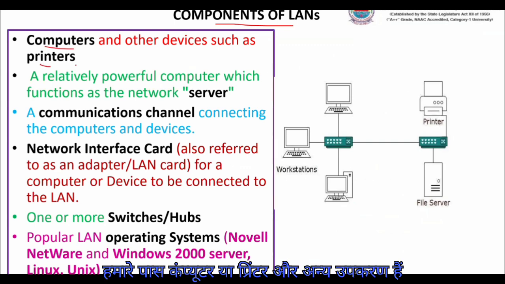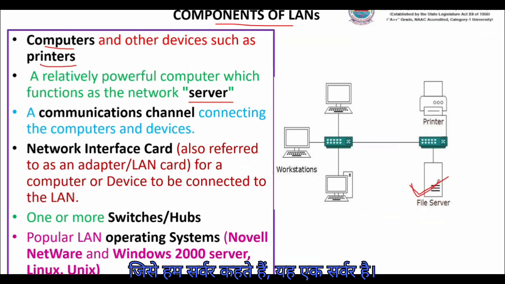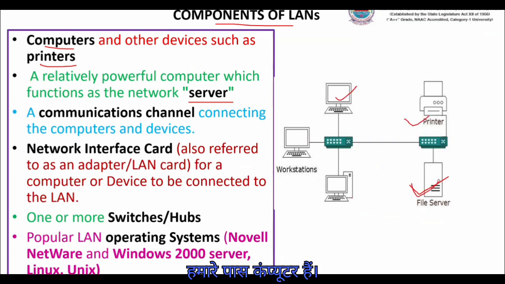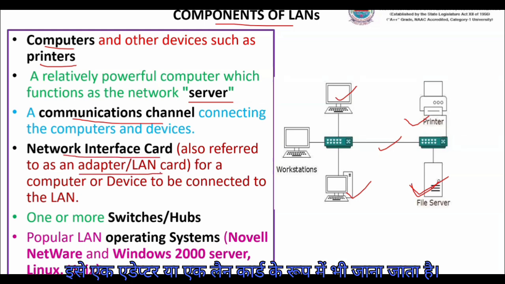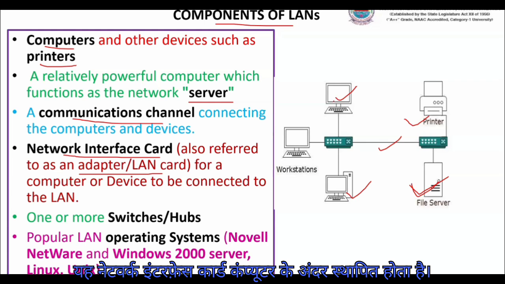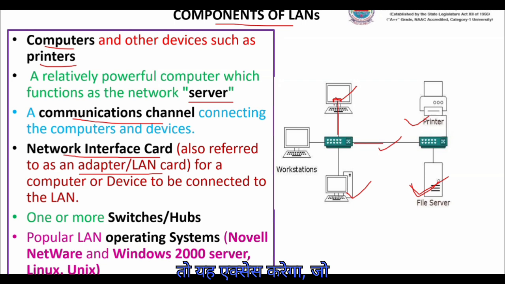These are the components of a local area network. We have computers or printers and other devices like these. Then we have some powerful computers which we call servers, like this is a server. We have the printers, we have computers. Then there will be a communication channel which is connecting the computers together. This is the channel. Then there will be a network interface card. This is also known as an adapter or a LAN card. This network interface card is installed inside the computer and it provides an interface of the computer with the network.